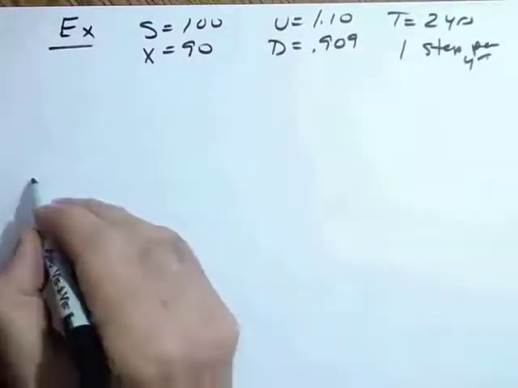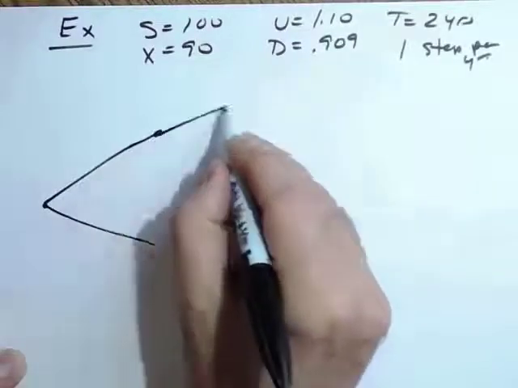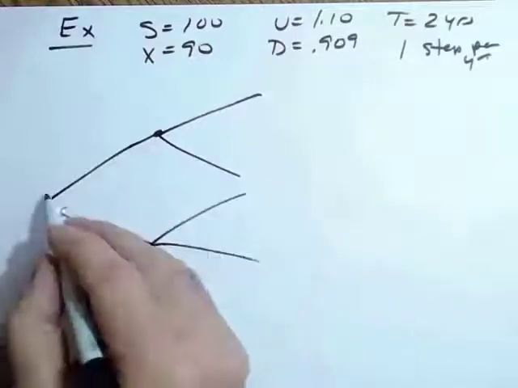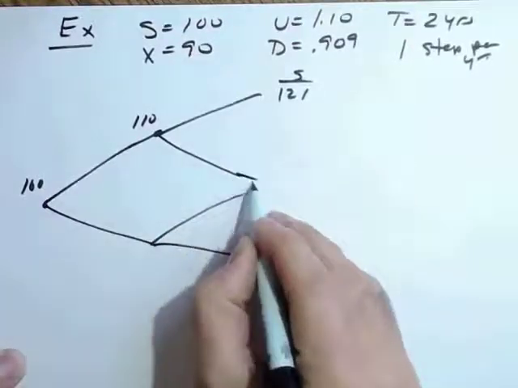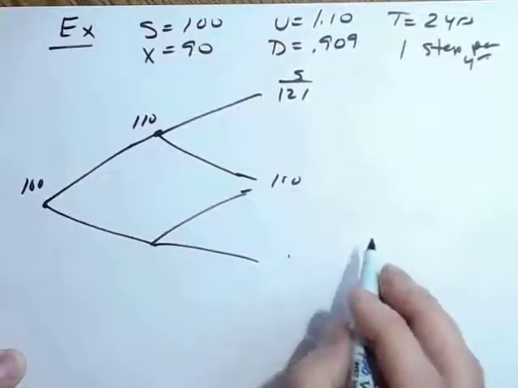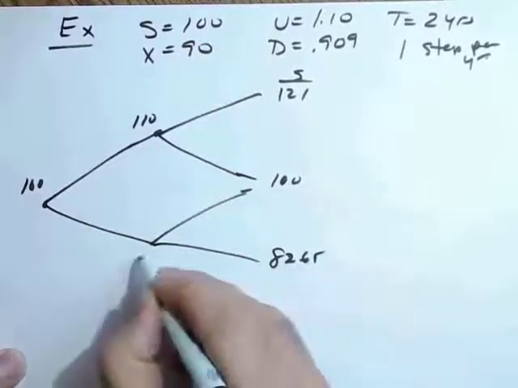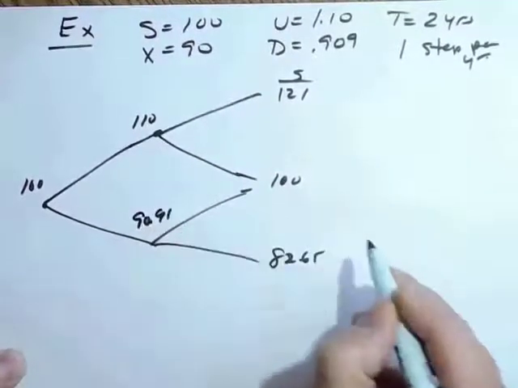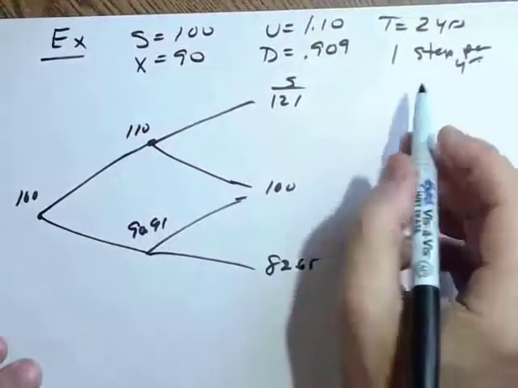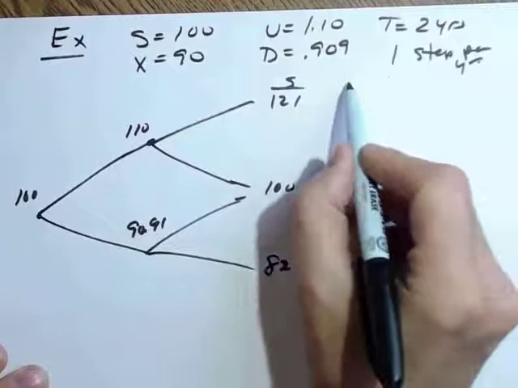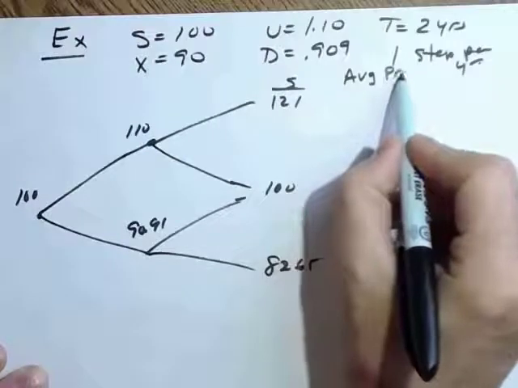Okay, and so again, let's do the lattice. Here we have it starting off at 100, then 110, 121, and this will go to 100, and this 100, and this will go to 82.65. This is 90.91. So there we have the stock laid out on the lattice work. Now, for the payoff, we're going to look at an average price call.